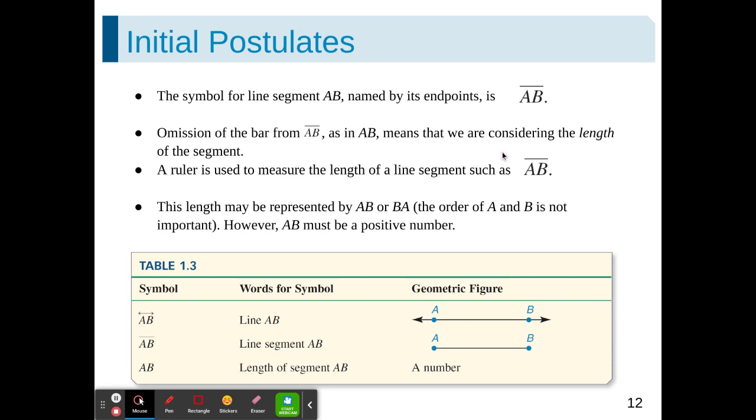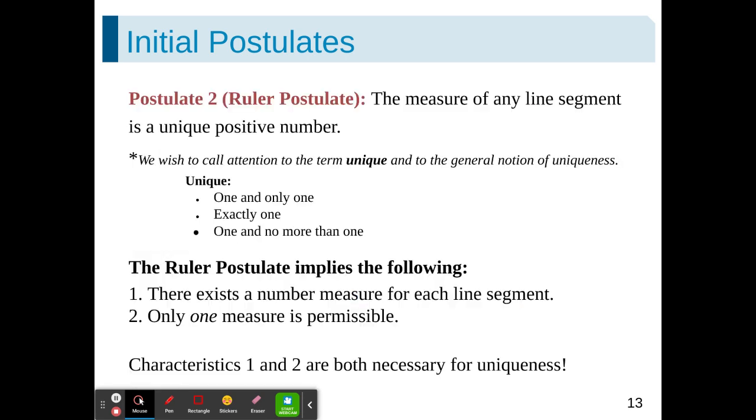The omission of the bar means length. So if we don't have the bar in there, but we have italicized AB, that means the length of it. And a ruler can be used to measure the length. The length can be represented as BA or AB. However, AB must be positive, because if it's a measurement, it's got to be positive. It can't be negative.